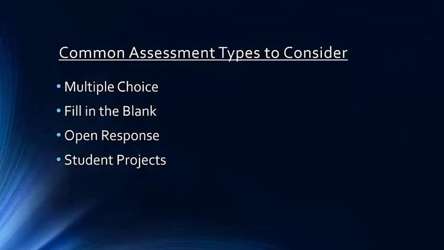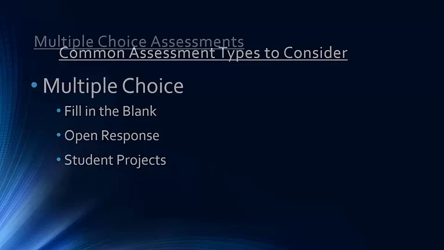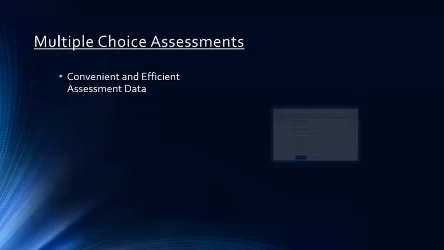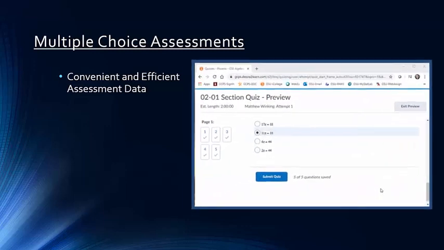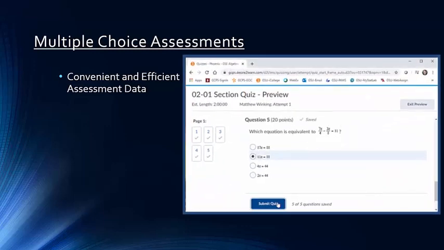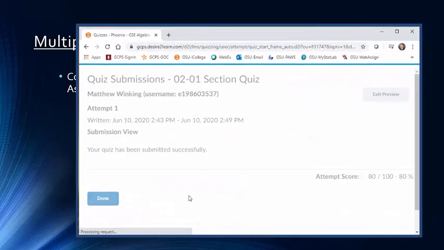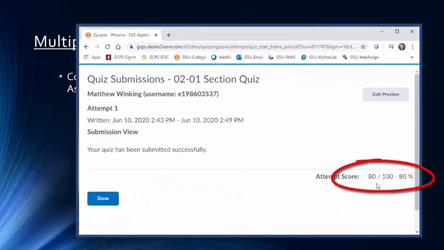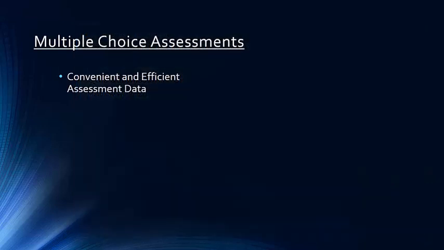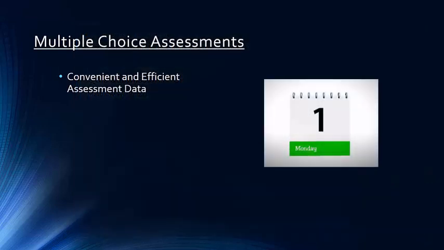Let's consider some of the more common student assessment types. We will begin with multiple choice assessment items. Multiple choice items provide convenient and efficient assessment data. An assessment comprised of only multiple choice items can provide an immediate grading for the student and thereby also immediate feedback. Whereas open response items usually require a teacher to look over the responses to grade, which can significantly delay the time it takes the student to receive feedback.